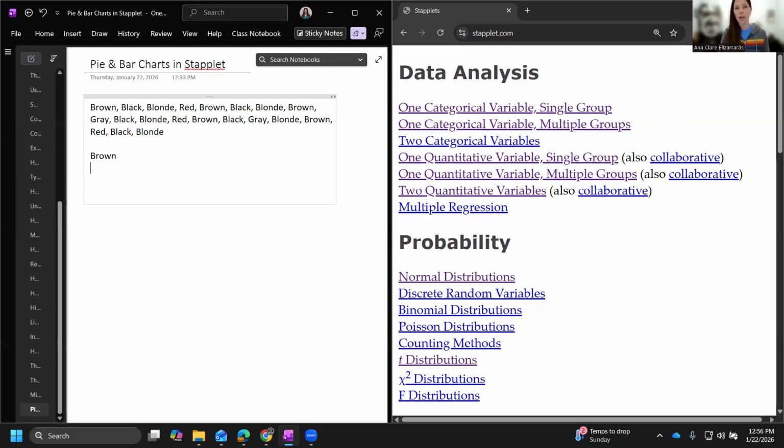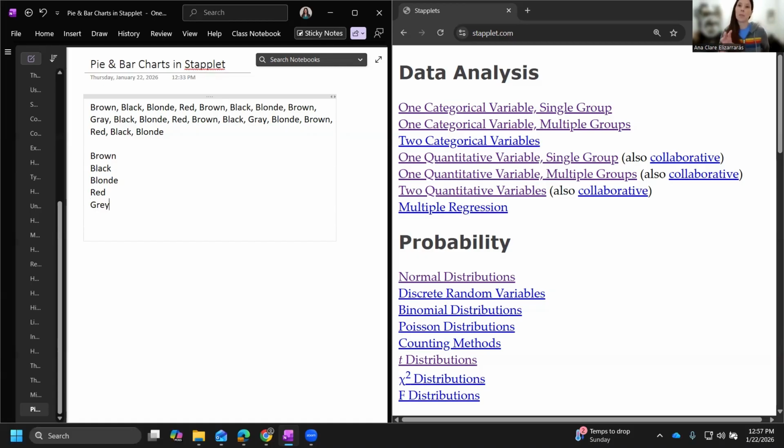It looks like we have brown, black, blonde, red, brown, black, blonde, brown, gray, black, blonde, red, brown, black, gray, blonde, brown, red. Okay, so all of the groups. Looks like we have 5 different groups that we're dealing with. And then we could create the frequency if we wanted to. And then we could also create the relative frequency.